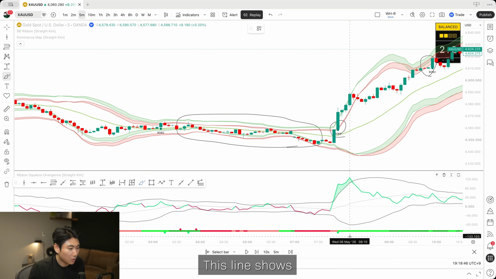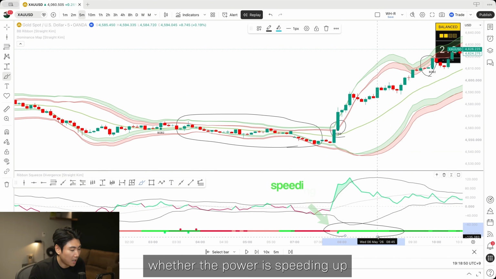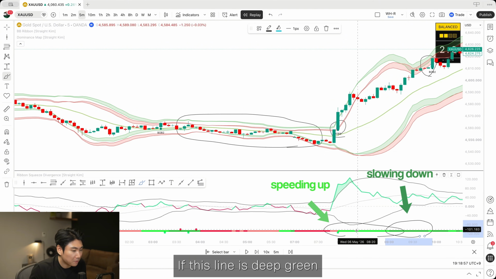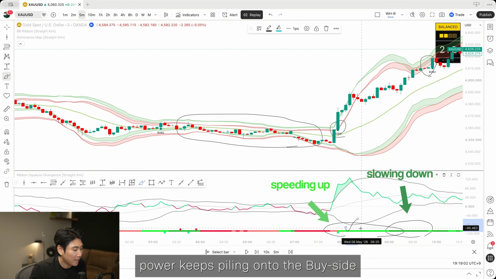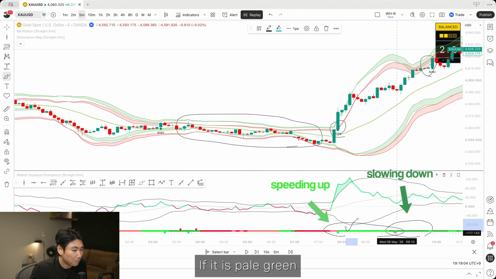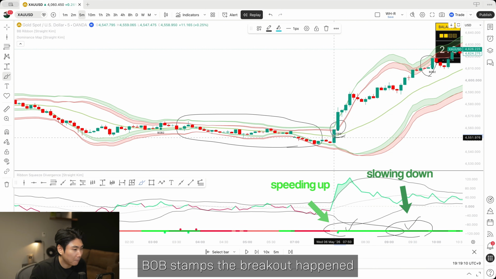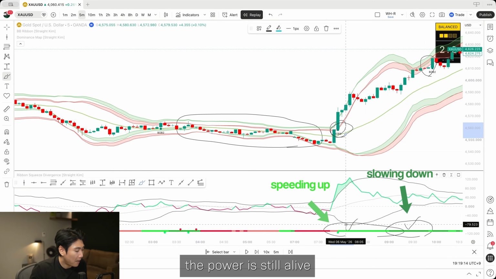This line shows whether the power is speeding up or slowing down. At the breakout, if this line is deep green, power keeps piling onto the buy side. If it is pale green, that power is fading. BOB stamps that the breakout happened. This line shows the power is still alive.